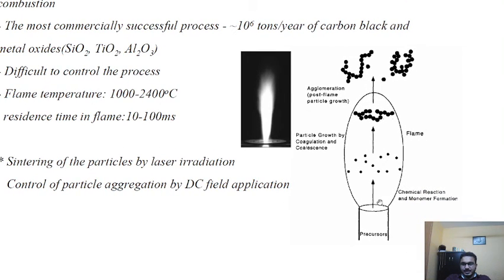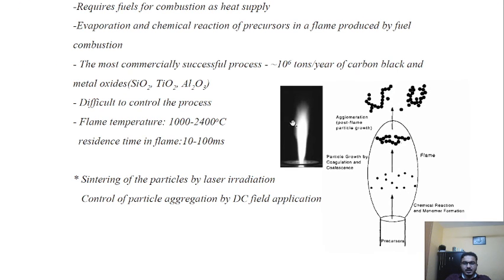If you focus over here, these are the precursors, and in this entire flame there is a chemical reaction and monomer formation, particle growth by coagulation and coalescence, and then we have agglomeration, which is post-flame particle growth, and this is the actual image you can see.